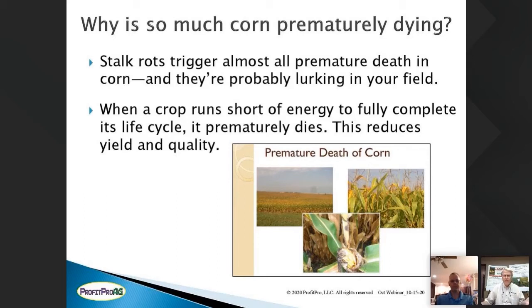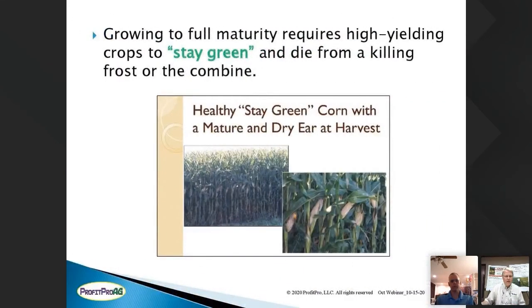When that happens, guess what? We reduce the ability to fill that kernel, and the density of that kernel is circumvented because we shut off the phloem that moves nutrients up and down in the plant. And yield and quality is left behind. This is really what your corn crop should look like at harvest. We call it the stay green effect.